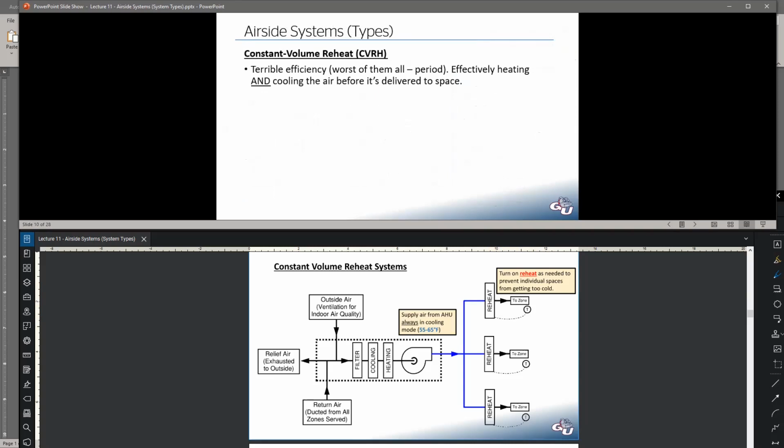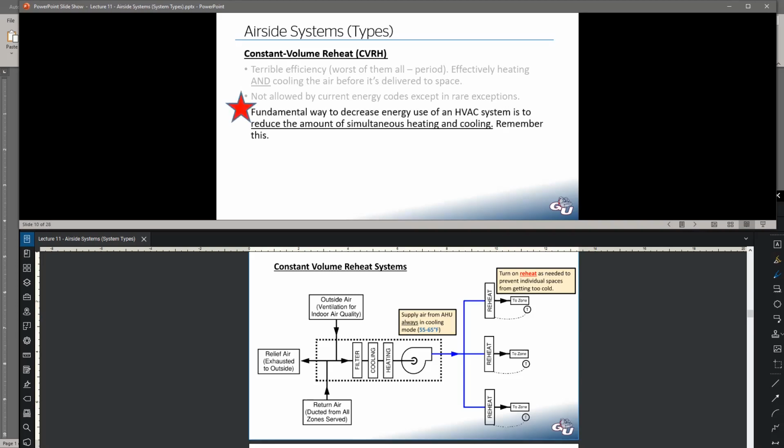So yeah, this is terrible efficiency. This is the worst possible system you can install in terms of efficiency, because you are essentially heating and cooling that air before it gets delivered to the space. You're cooling it at the unit and then heating it at these coils, and that takes a lot of energy. Current energy codes say no way. This is not going to fly. You cannot install this kind of system in today's industry, except in extremely rare exceptions.